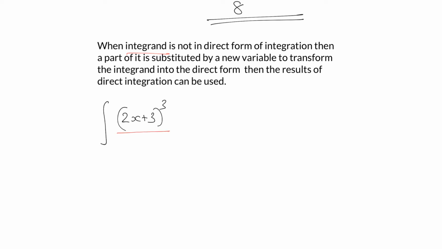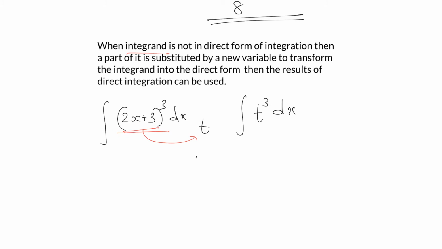That is not in direct form, means it is not in the form of x^3. So in this situation a part of it is substituted. So over here a part of it, 2x + 3, is substituted by a new variable. Our new variable is nothing but t, to transform the integrand into direct form. Means if I am writing it in the form of t, it is in the form of t^3 dx.